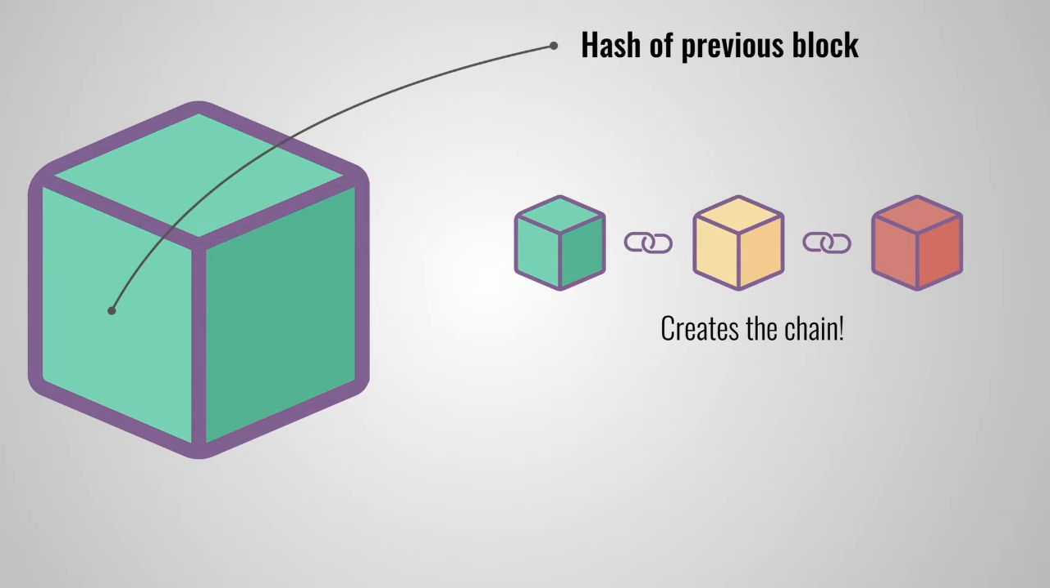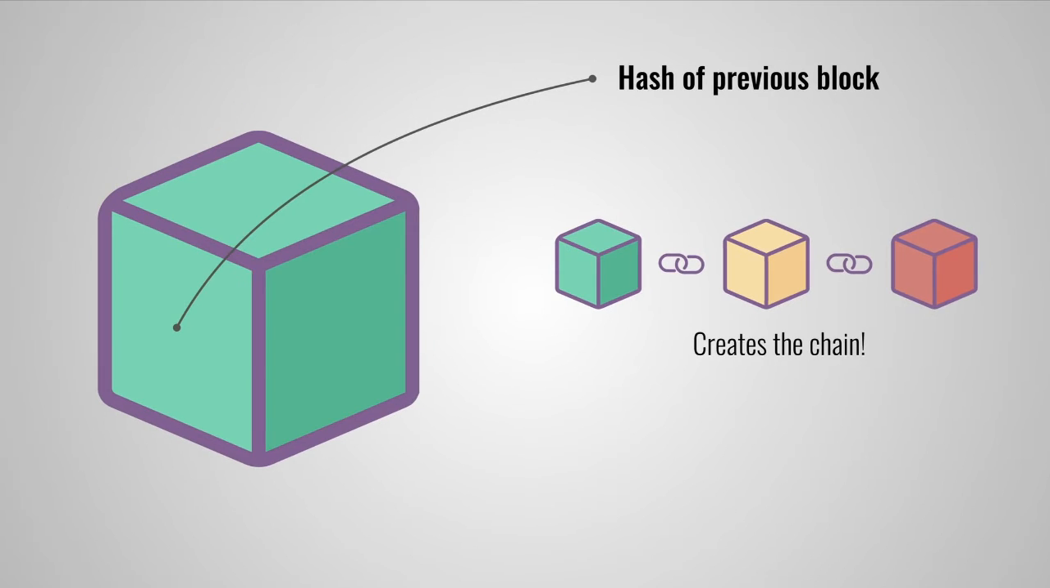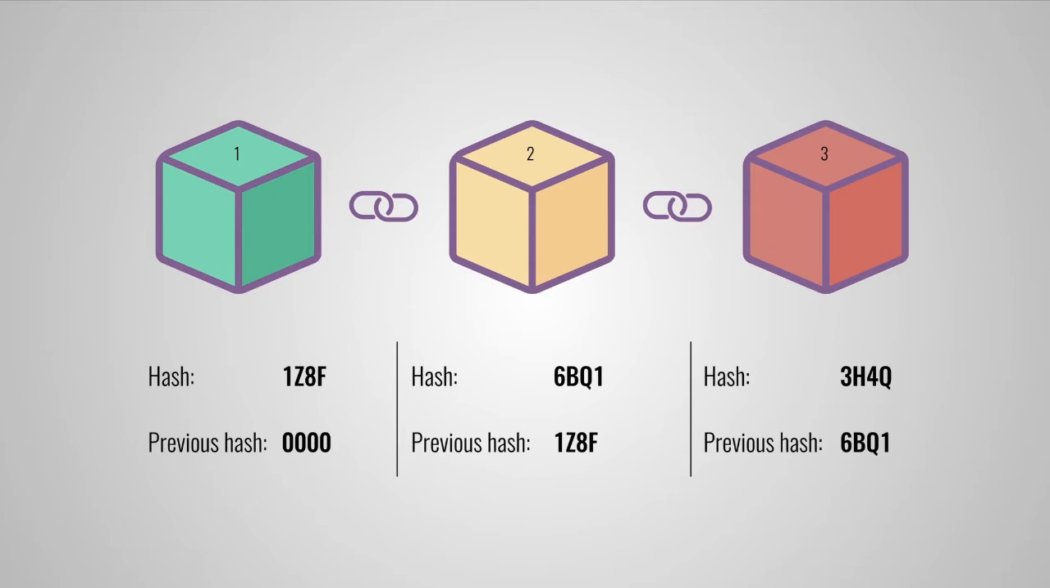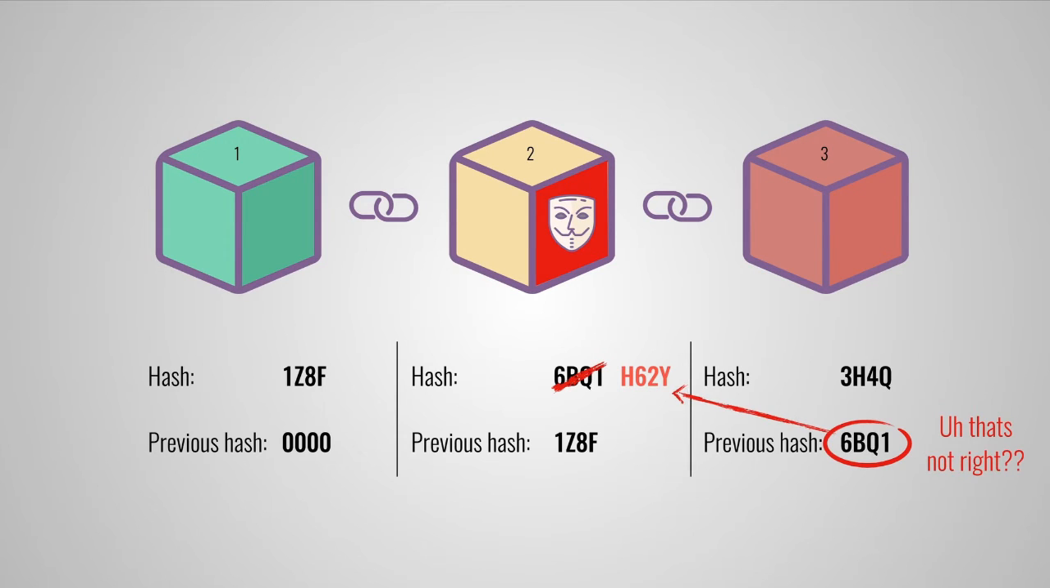For example, here are 3 blocks and each block has its hash and the previous block's hash. So block 3 points to block 2 and block 2 points to block 1. The first block is different. It can't point to anything as it's the first block. This block is called the genesis block. When a block changes, the hash changes and then the hashes don't match anymore, making all the next blocks invalid.